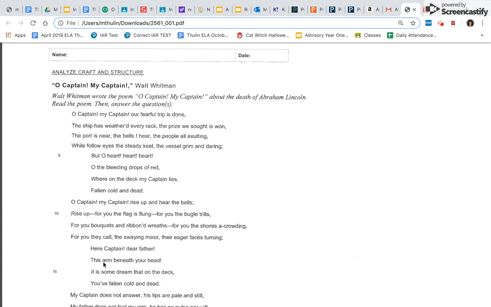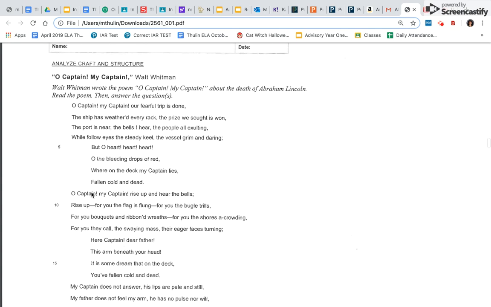For the next few questions, they will answer questions for this poem, O Captain, My Captain by Walt Whitman. He wrote the poem about the death of Abraham Lincoln. We're going to read the poem, then answer the questions.